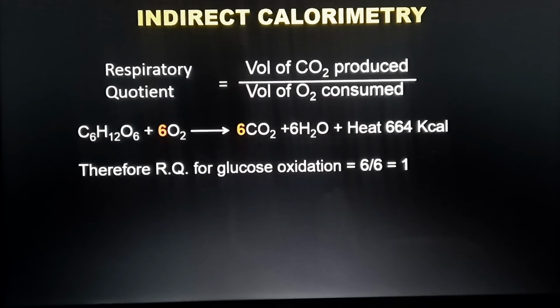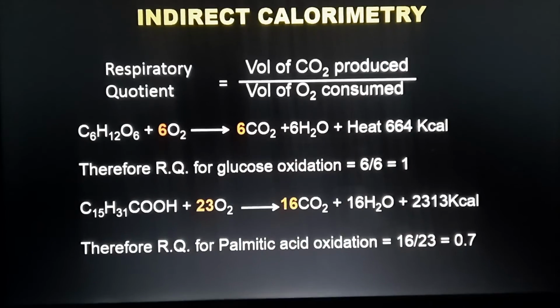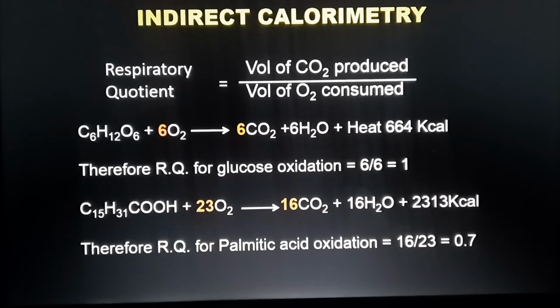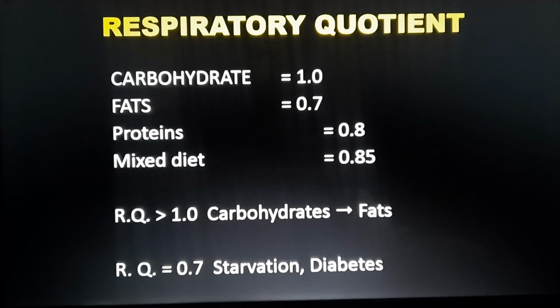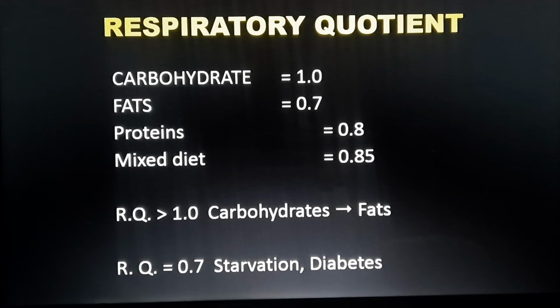Different food contents have different values of the respiratory quotient. The respiratory quotient for carbohydrates is 1. The respiratory quotient for palmitic acid is 0.7. So the respiratory quotient of carbohydrates is more as compared to fats or proteins or mixed types of foods.